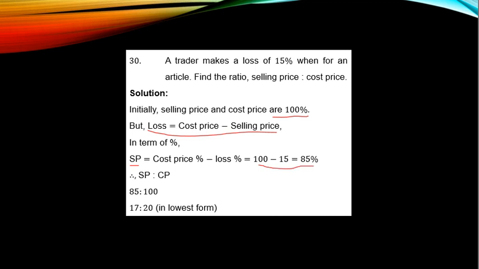So the ratio is selling price to cost price, and that implies 85 to 100. The highest common factor of 85 and 100 is 5. So if 5 divides, you have 17 to 20 in lowest form. So that is the ratio you are asked to look for in that problem.